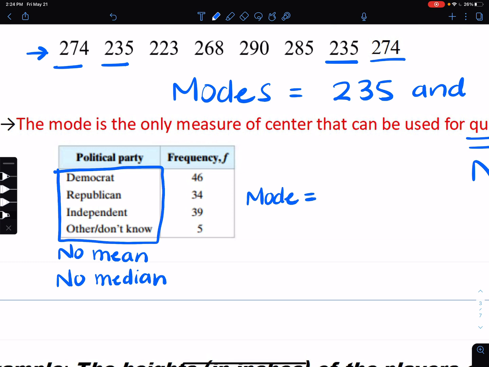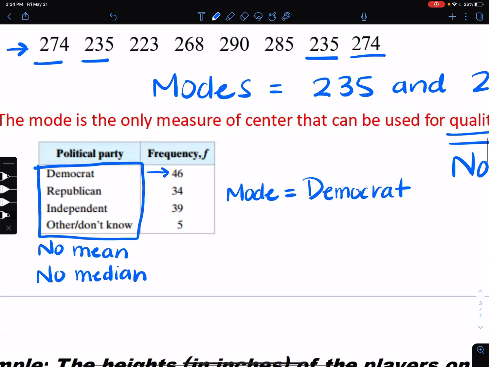Okay, there's no mean, there's no median because they're not numbers. I can, however, talk about the mode by looking for the party that occurred with the greatest frequency. Democrat occurred 46 times. Therefore, Democrat had the greatest frequency, and that would make it the mode of this data set.